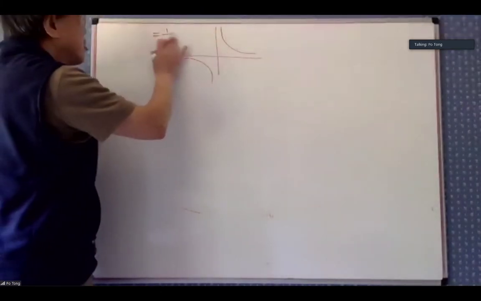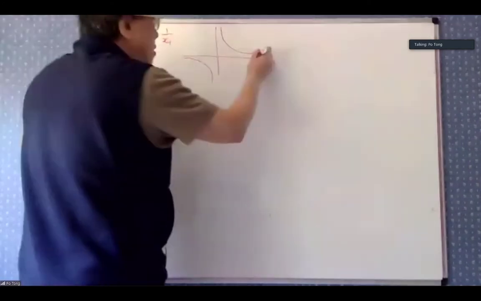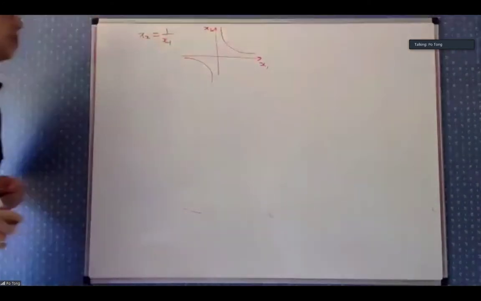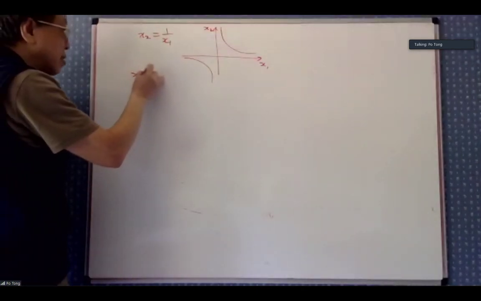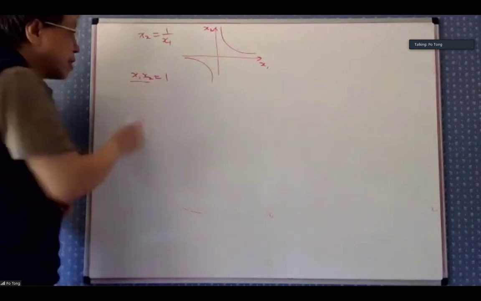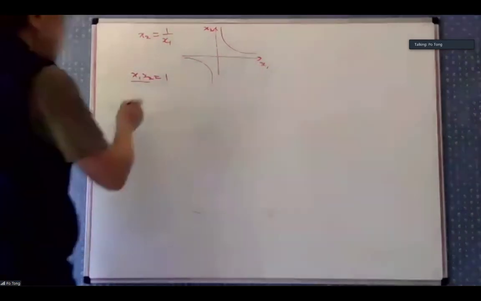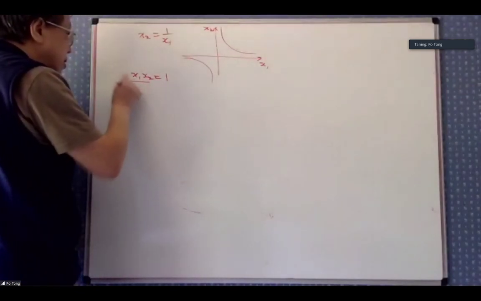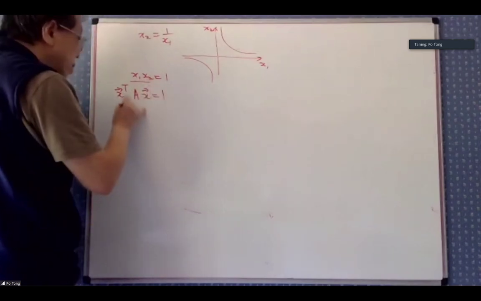Instead of y equal to 1 over x, it will be x2 equal to 1 over x1, because of our rotation. So this is x1 times x2 equal to 1. This is actually a quadratic form. So what would be the matrix A? We're going to say x transpose A x is equal to 1. But what is A?